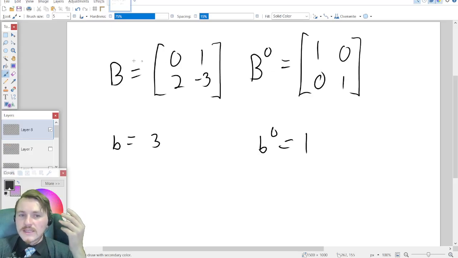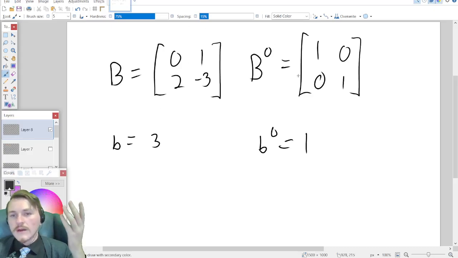B to the first is just B. B to the second is B times itself. B to the third is that times B. Fourth, fifth, and so on and so forth.